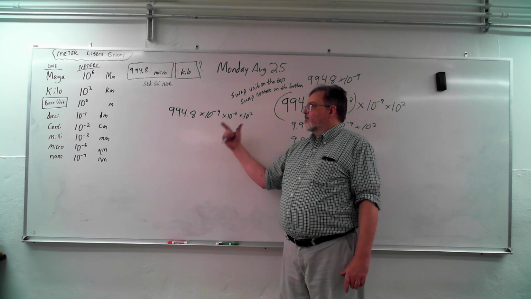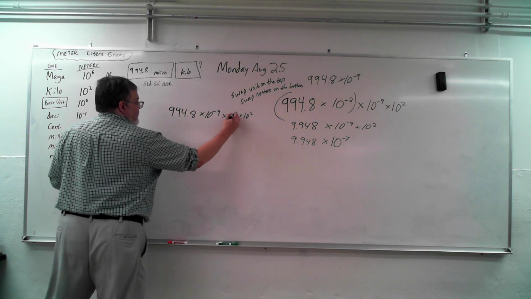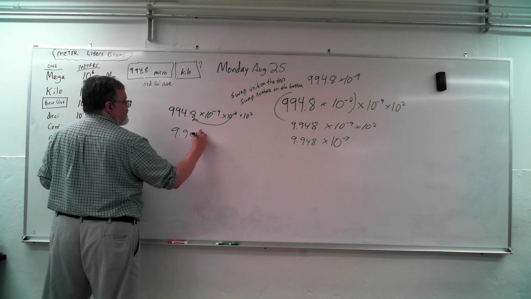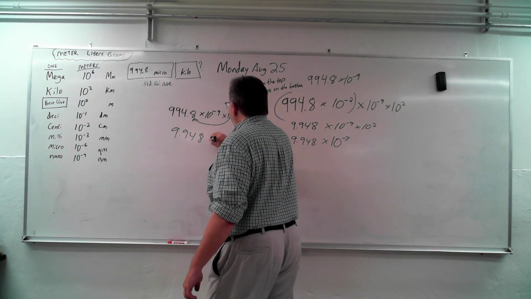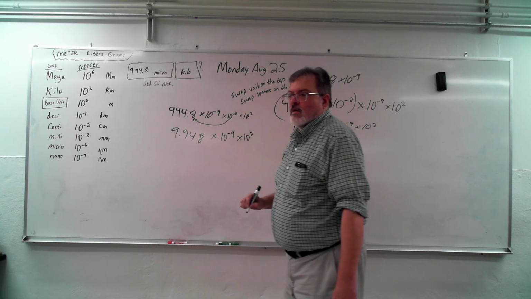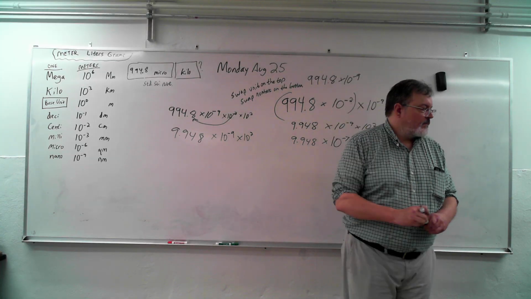Okay, got you, that's what I was missing. The 10 to the negative 2, if I apply that, I get 9.948. But I've still got times 10 to the negative 9 times 10 to the 2. And then those become the negative 7. That makes sense. Yes, sir, thank you.